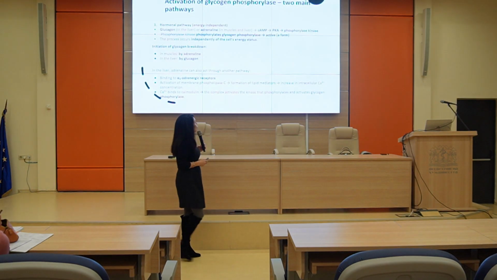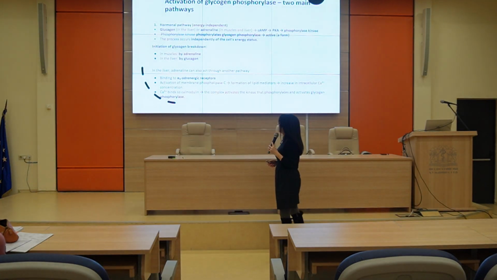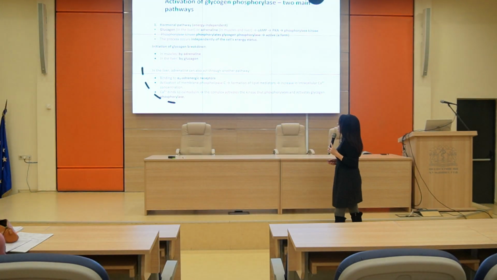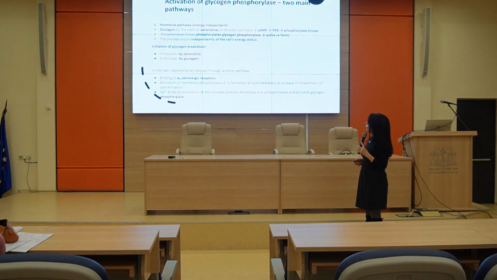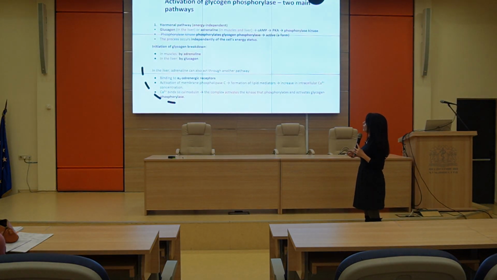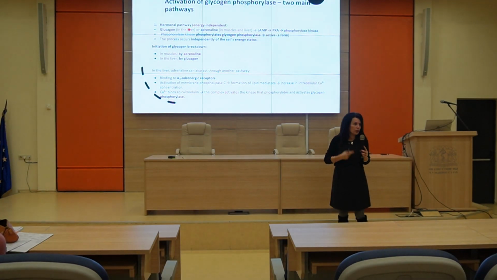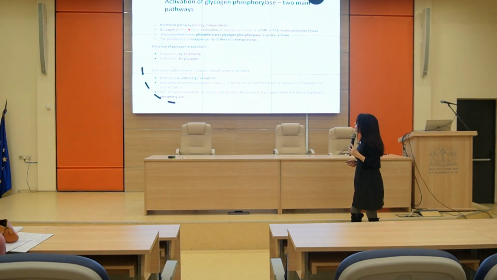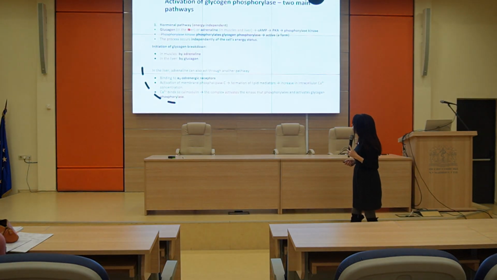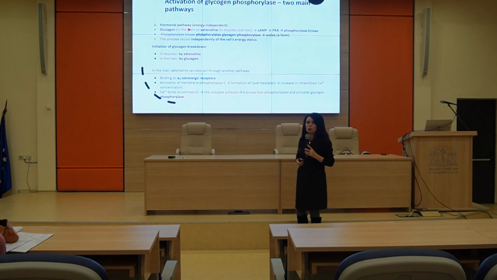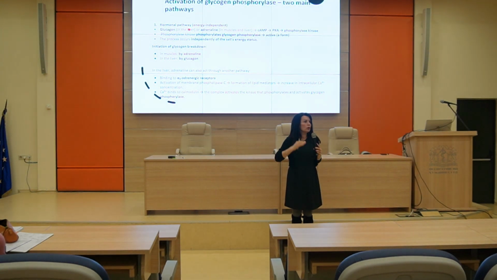Activation of glycogen phosphorylase, two main pathways. Yes, there are two pathways for the activation of glycogen phosphorylase, and the hormonal pathway, the hormonal regulation, is the first one. This means that everything depends on the hormonal ratio, the insulin-glucagon ratio.